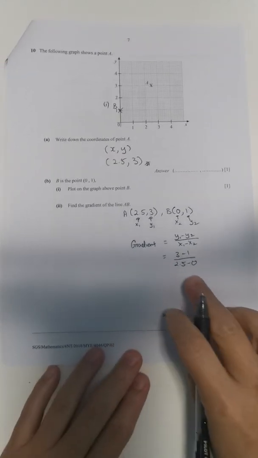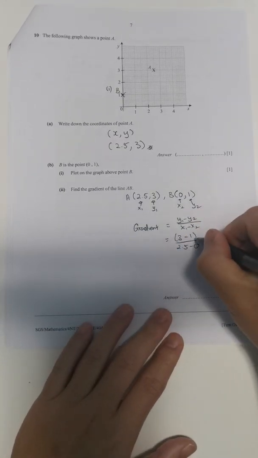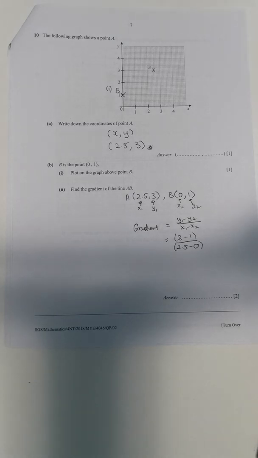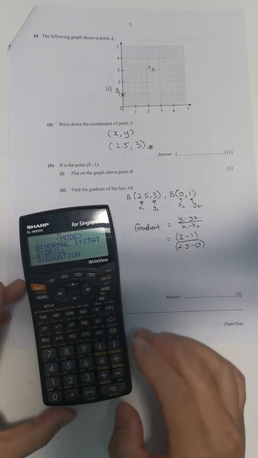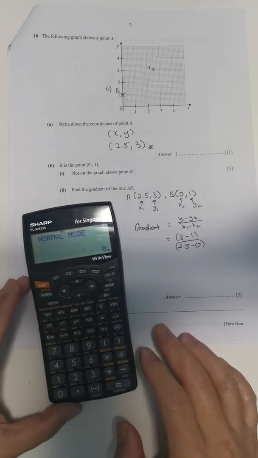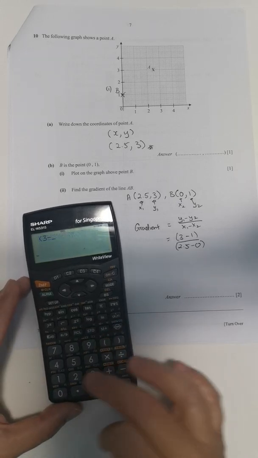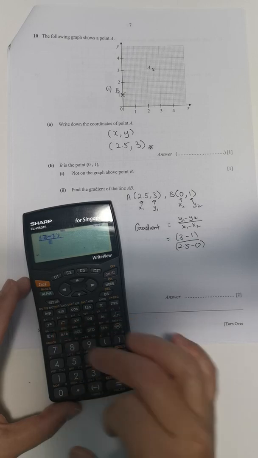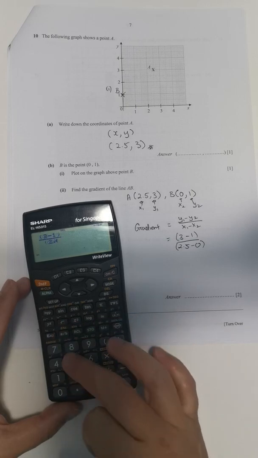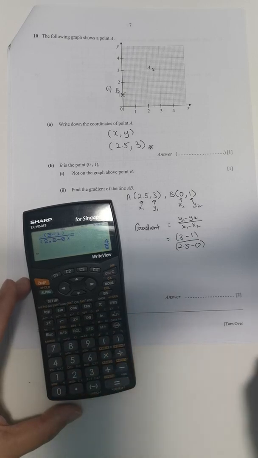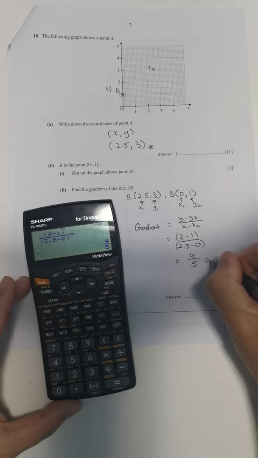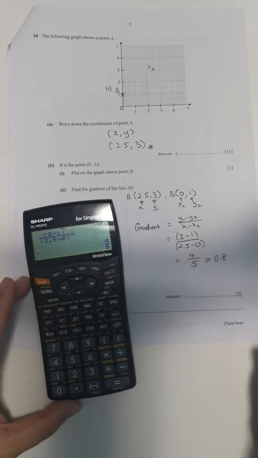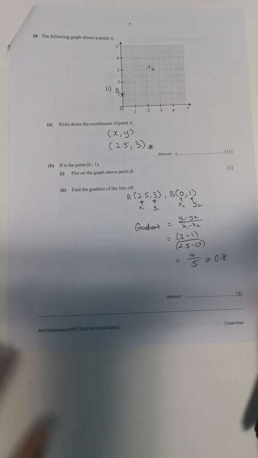The same thing again. We have a fraction, so make it a habit to put brackets for the numerator and also for the denominator. Now I change my mode to normal. We press bracket 3 minus 1 bracket, fraction, bracket 2.5 minus 0 bracket. The calculator gives us the value of 4 over 5, or you can write it in decimal, 0.8. This is how we do question 10.